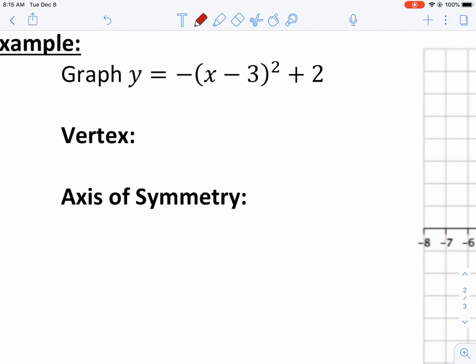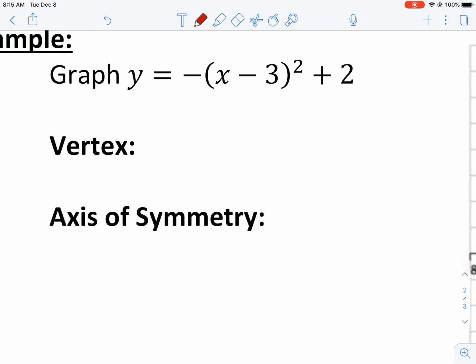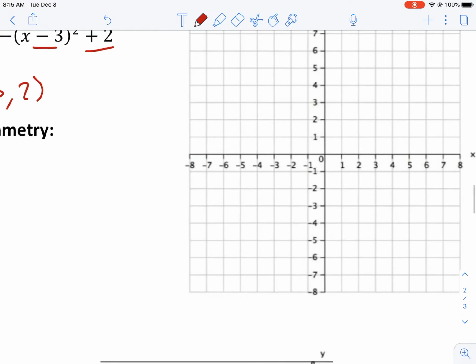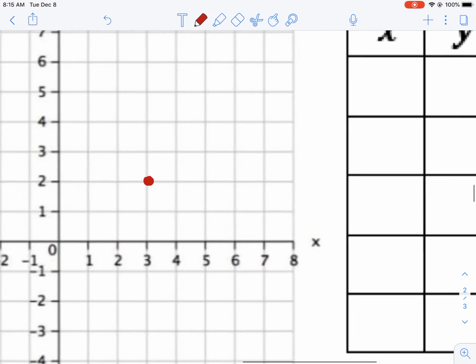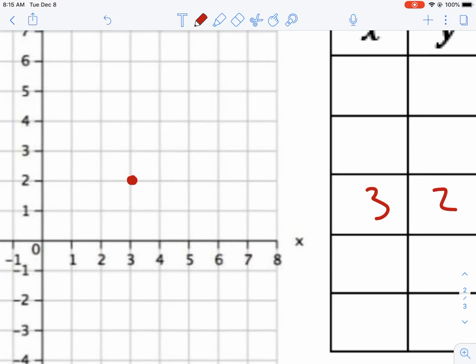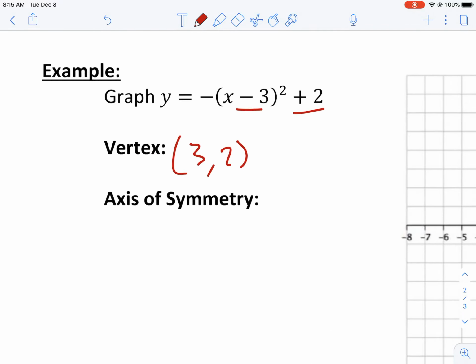So we look again, all right, where's our vertex at here? So we take the opposite of this number, that's 3. We take this number, that's 2. So our vertex is going to be at 3, 2. So let's plot our vertex. And then before we start adding our points, let's look at our a value.